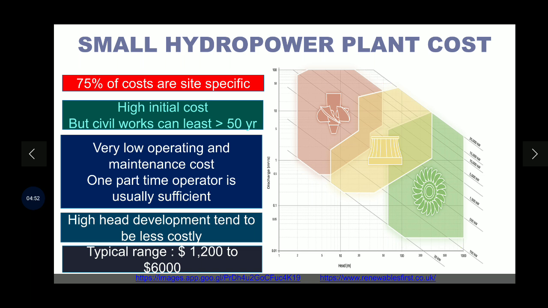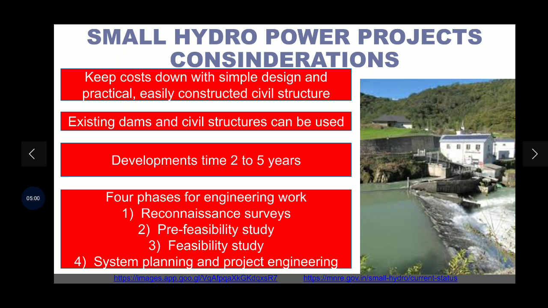Typical costs range from $1,200 to $6,000. So, the small hydropower project considerations. What are the various considerations while creating a small hydropower plant? Keep costs down with a simple design and a practical, easily constructed civil structure. Existing dams and civil structures can be used. Development time is 2 to 5 years.